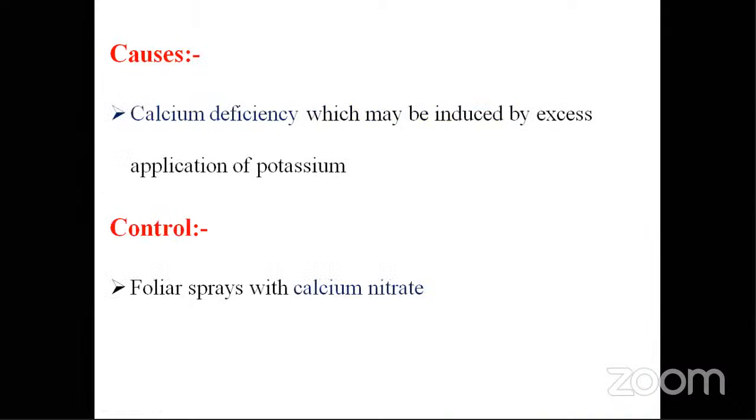Next, it may be induced by excess application of potassium. Besides calcium deficiency, excess application of potassium is also a reason. Next, foliar spray of calcium nitrate. This is like a common sense point. I don't know how many of you know or don't know. If you are growing carrots and you want to give fertilizer, and you're in the very initial stage, your root initiation has not started, then you can go for any nutrient application in band form, or nutrition can be given through fertigation.